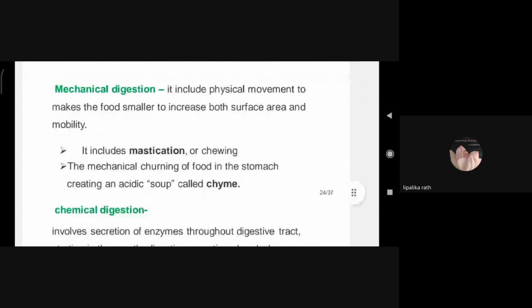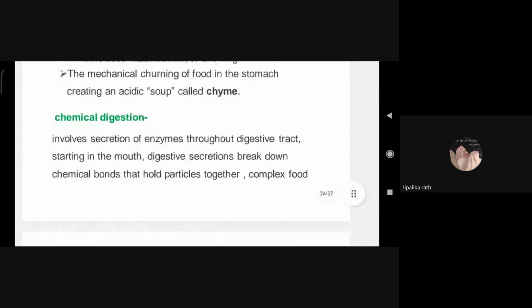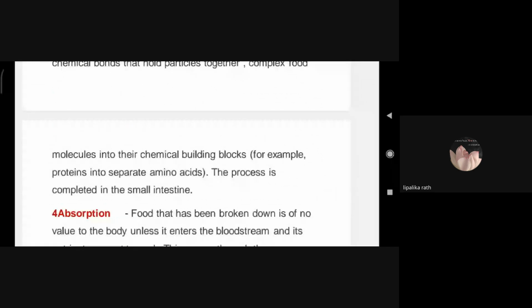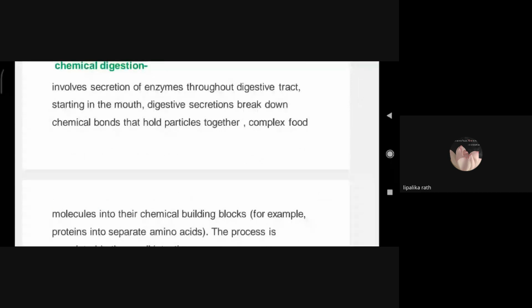Then, how chemical? It involves secretion of enzymes through the digestive tract, starting in the mouth. Digestive secretions break down the chemical bonds that hold particles together, breaking complex food molecules into their chemical building blocks. For example, protein into separate amino acids. The process is completed in the small intestine. So I hope you got the concept of chemical digestion. It's very easy.